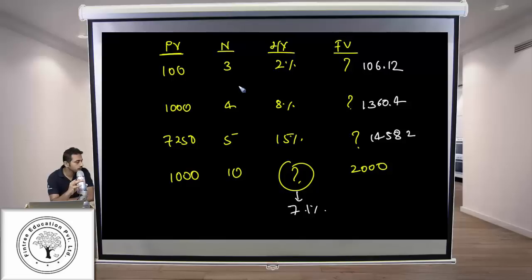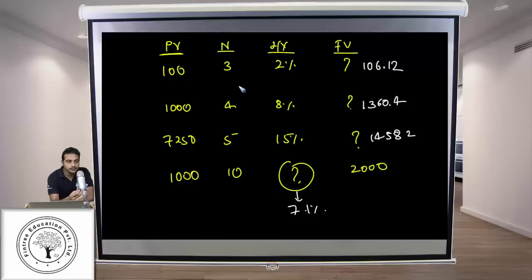Yes, no? Yes, people at the back, did you get the answer? आपका भी आ रहा है? ठीक है. Now let's do the next one. Second clear TVM. 1000 present value. 4 is N. 8 is IY. Compute future value. How much is that? 1360.